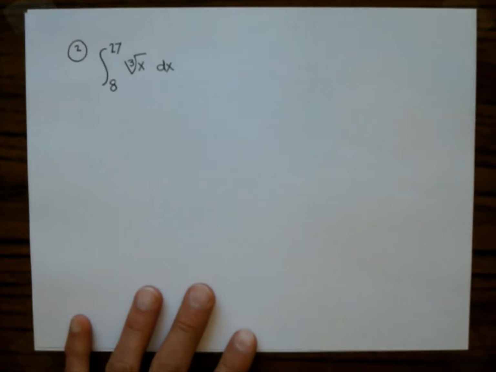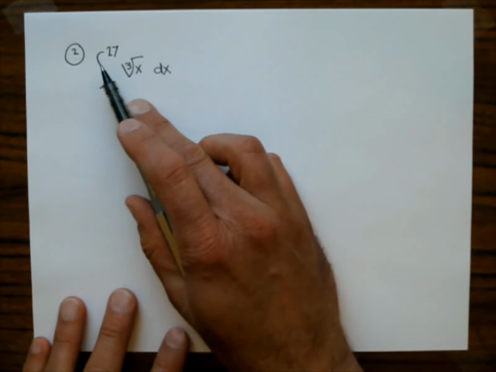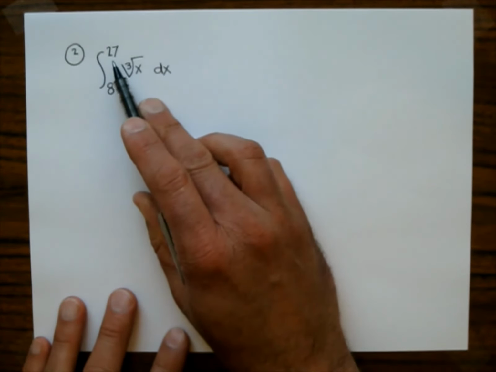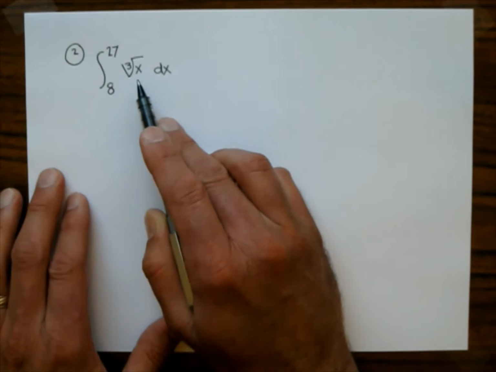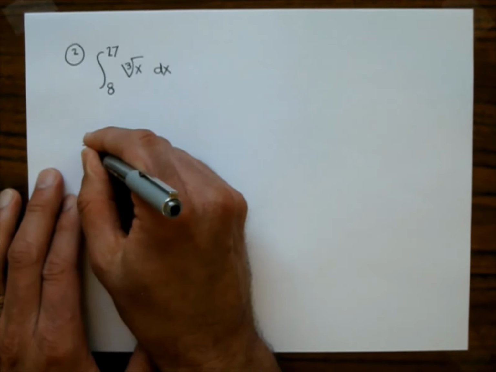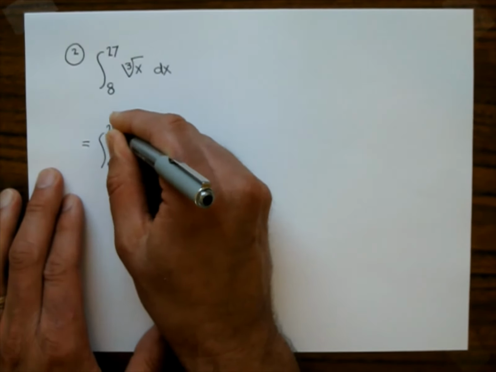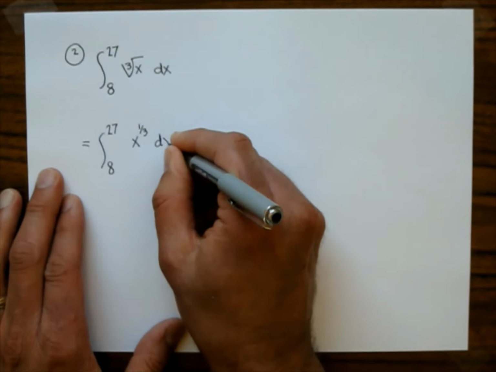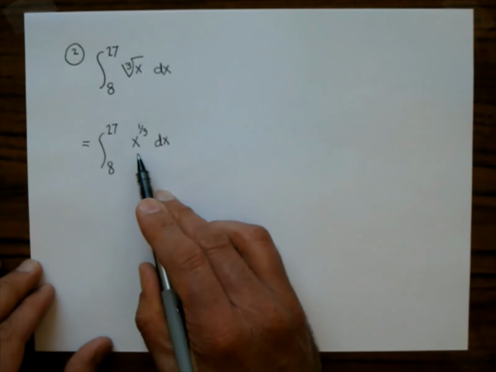Here's problem number 2. So we are finding the definite integral. Sometimes we'll say the integral from 8 to 27 of this function, cube root of x. And so what we want to do is take the antiderivative of this. So our first step is to rewrite the cube root of x as x to the 1/3 power, and then I can do the antiderivative using the power rule for antiderivatives.